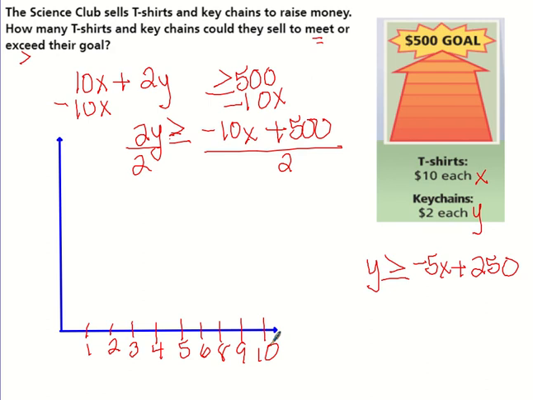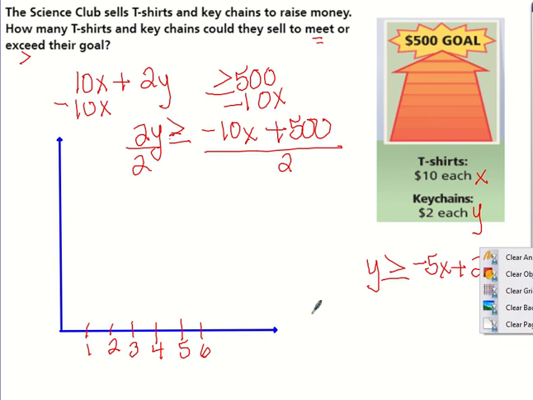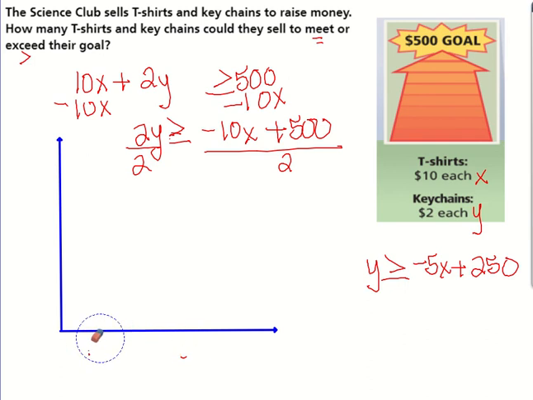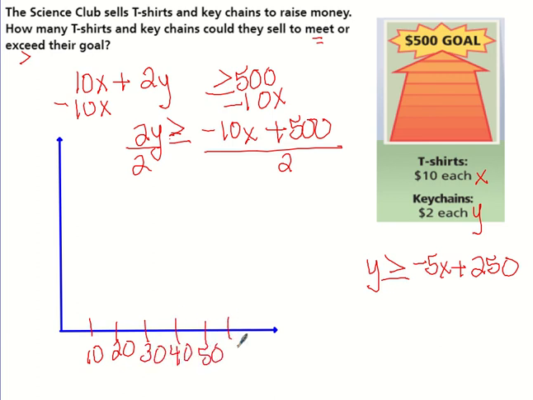Oh, I just looked at my solution, sorry. I want to make sure that I have enough. So we're going to actually jump these bigger so that they actually fit. All right, let's go by 10s. 10, 20, 30, 40, 50, 60, 70. Just want to make sure it fits on our grid.